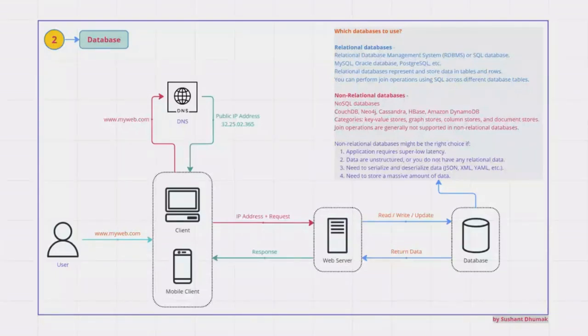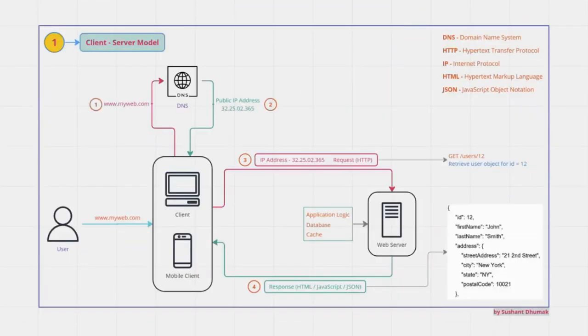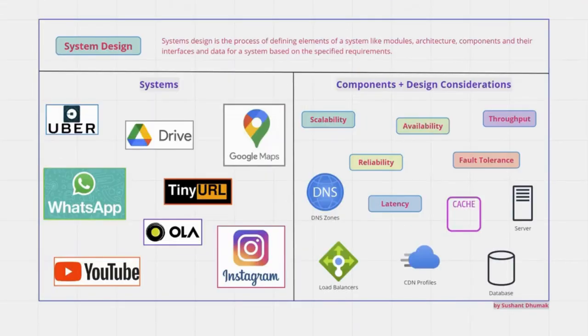I would like to have a quick review of what we have learned in our previous session, and then we'll move on to the next topics. So let me just go quickly to... So what we talked about is what is system design, what are systems, and what are the different components or design considerations that we make use of when we design a system. So this is what we discussed.